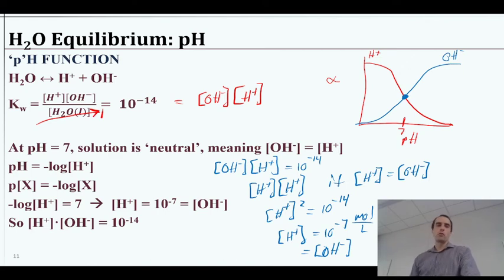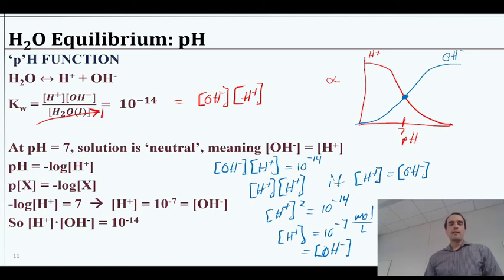So let's write that out properly. At pH 7, we just talked about that. pH is saying the negative log of that concentration. So the negative log of H plus is pH. That's the definition. So P of X is negative log of X. Does that make sense? So the P is an operator.